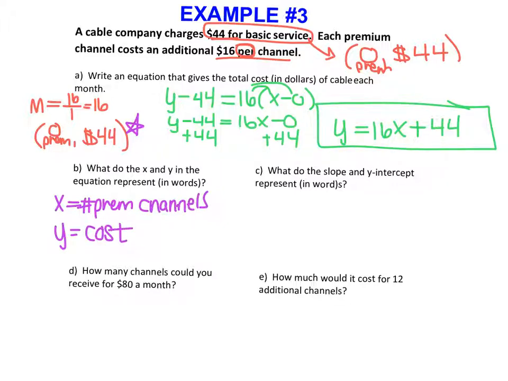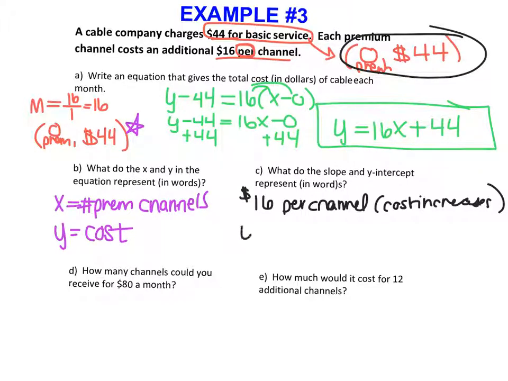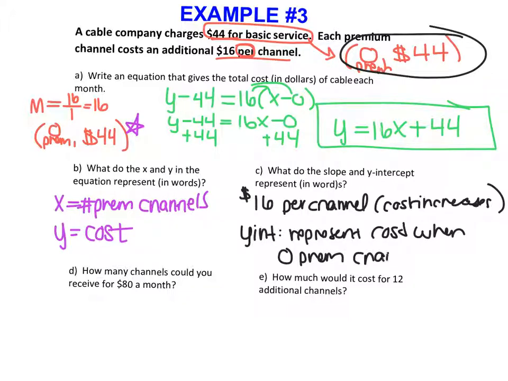Then from here I move on to part C, and part C asks me what the slope and y-intercept represent in words. Well, I know that the slope is $16 per channel, so this is essentially the rate at which our cost increases. And our y-intercept, which is 44, so that's this point right here, essentially represents the cost when we have 0 premium channels.